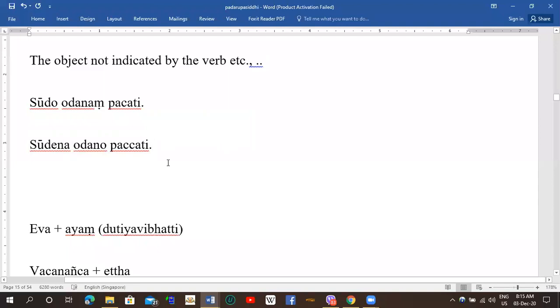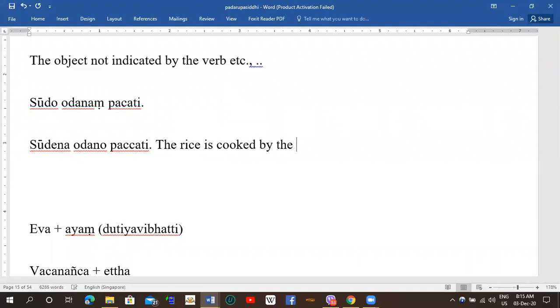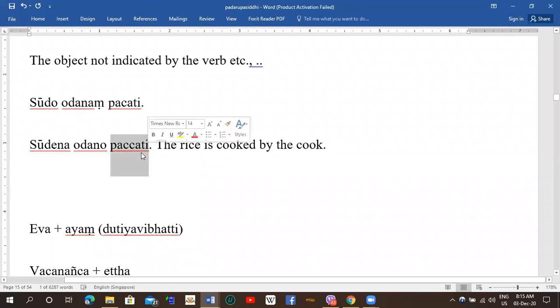Find the cook. The verb pachati, the verb pachati indicates the meaning of the object. Odano, so here there is no object. There is no meaning of the object. So to express the meaning of the stem, the nominative case is used. Okay, this kama is called abhihita kama. Odano is called abhihita kama, the object indicated by the verb.